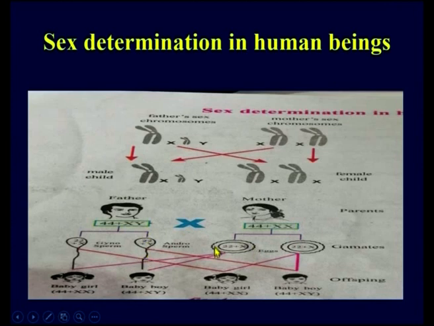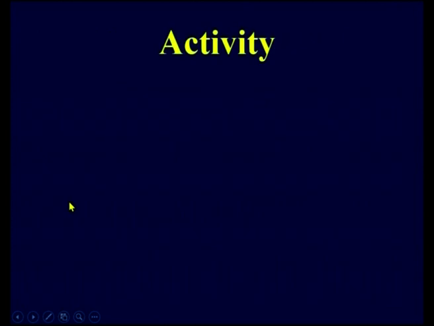Now if this ovum with X chromosome fuses with this sperm which is having X chromosome, then the child is a baby girl. If this ovum with X chromosome fuses with the sperm which is having Y chromosome, then the baby would be a boy. X combination with Y gives boy, X combination with X gives rise to girl. So using these chromosomes we can determine the sex of the child.